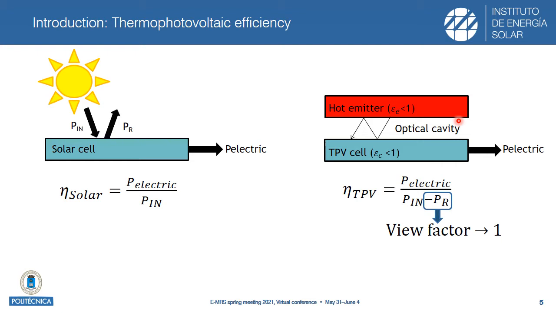If the emitter is not a perfect black body and the emissivity is less than 1, then multiple reflections can take place. This is what happens in real TPV systems, and this is why we need optical cavities to reproduce the operation conditions. For this reason, the TPV efficiency is not only the efficiency of the cell, but the efficiency of the whole optical cavity, which complicates the measurements.